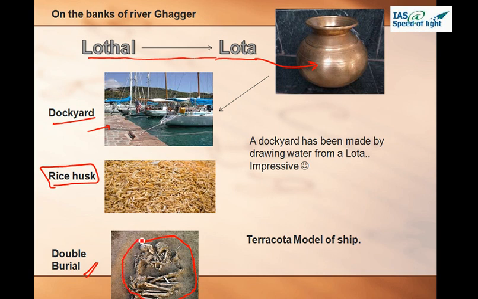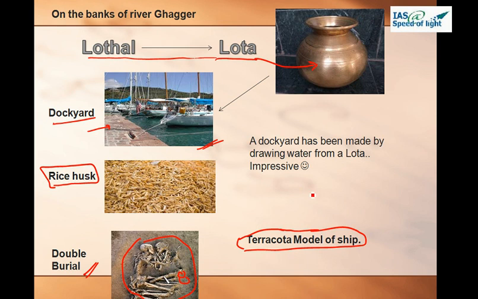Right? So see one lota here, where these two people were buried with their lota, and there has been a terracotta model of ship. Now these things should be logically understood, because once we have said it is a dockyard, that means that was a famous port at that time, and with a port there has to be a model of ship, right? So if Indus Valley civilization, you will be asked a model of ship.